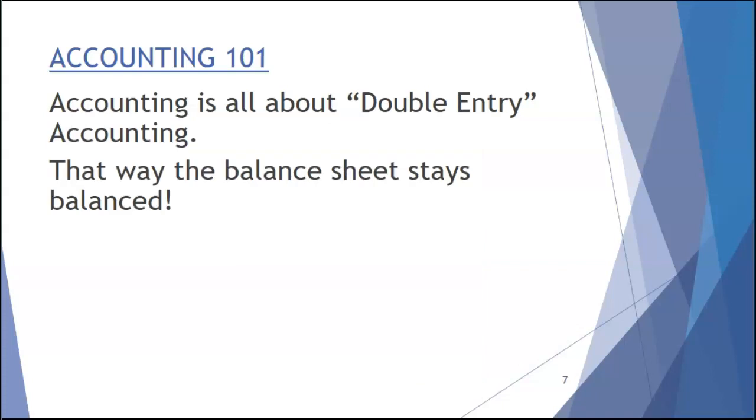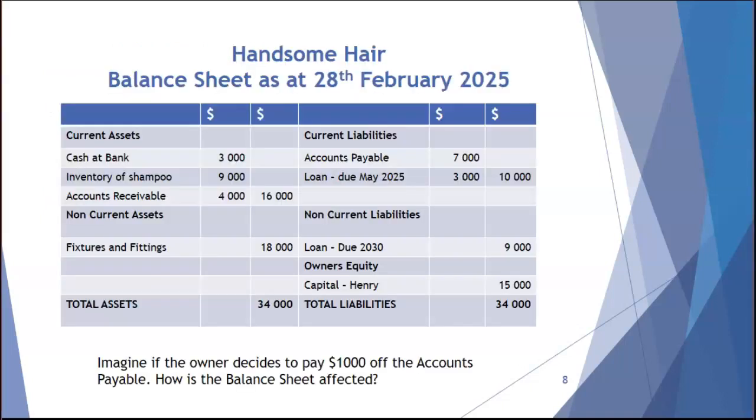So accounting is all about double entry accounting. That way the balance sheet always stays balanced. So here we have an example of a balance sheet that we looked at earlier on in one of the presentations. We've got the balance sheet there that is balanced. We've got total assets of 34,000. We've got total equities on the right-hand side of 34,000. That's just a mistake there. It shouldn't say total liabilities. It should be called total equities.